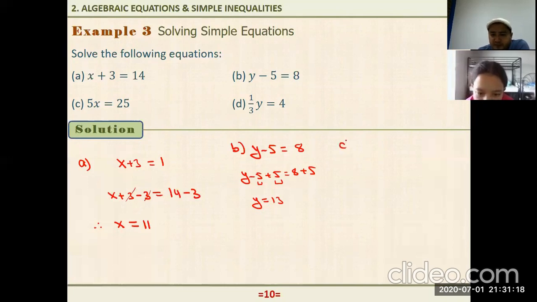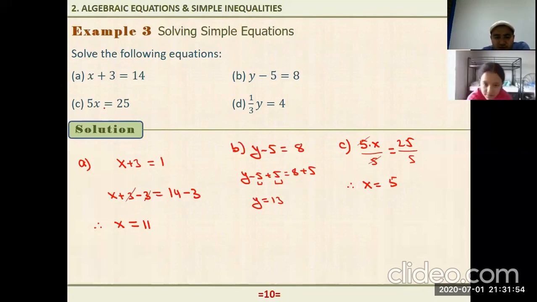How about C? Here we have 5 times x equals 25. How can I eliminate this 5 from the left-hand side? It is multiplied, right? So we should divide. Divide by 5, divide by 5. Let me just write this equal sign in the middle. Now the common factors cancel each other. X is left here, 25 over 5 is 5. That is the solution of this equation.